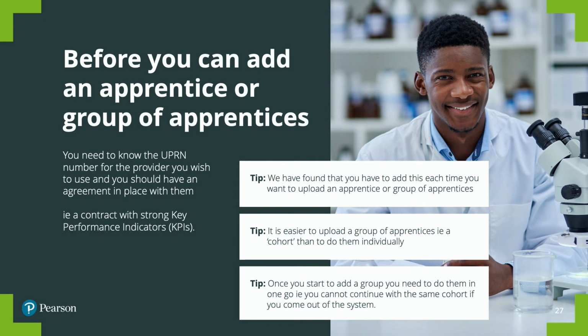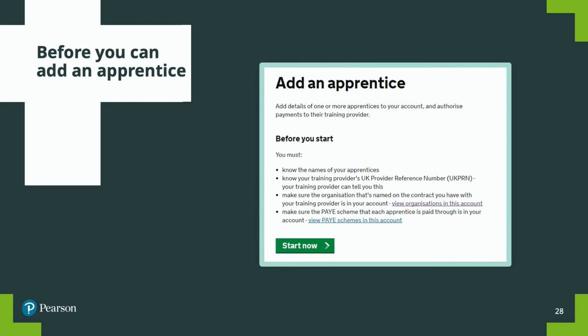Right then, so probably the most important bit is actually adding apprentices to the system. And before you can even do that, you need to know the UK PRN number for your provider. Now, all your providers will be linked to you where you have an agreement with them, and literally it's a menu and you click on the provider that you wish to deliver the particular apprenticeships that you're going to enter into the system. And unfortunately, again, in terms of the robustness of the system, you have to do this every time you want to upload an apprentice or group of apprentices.